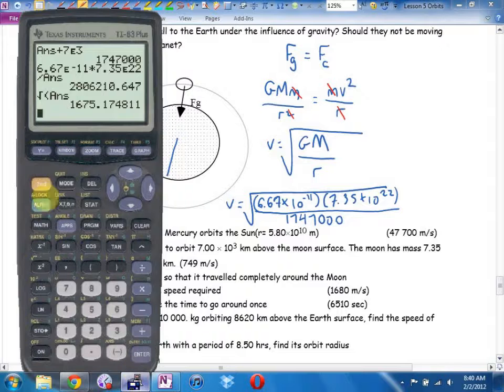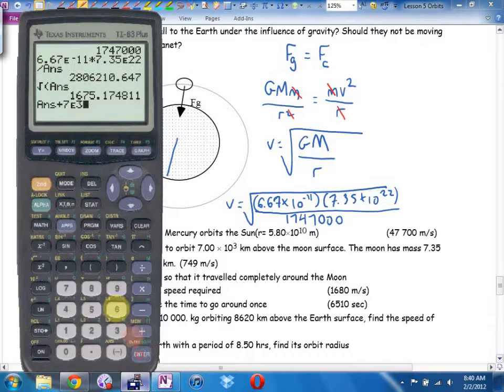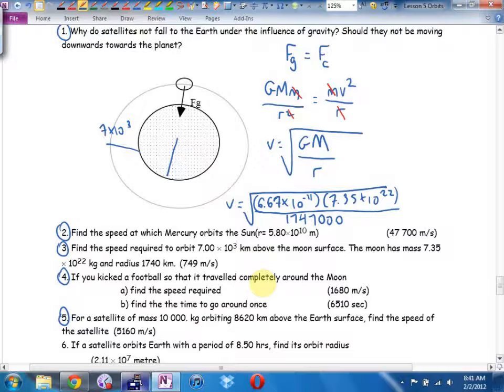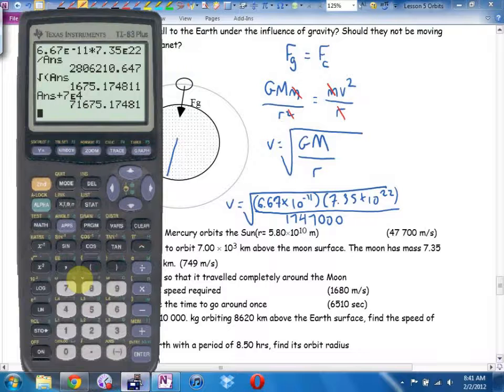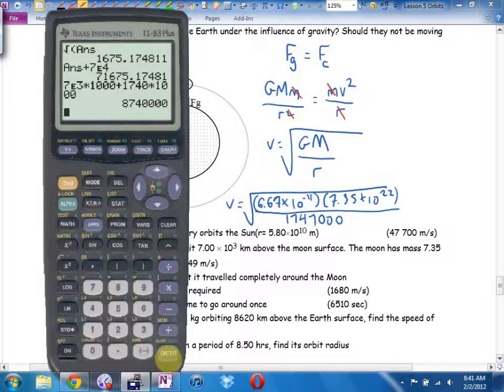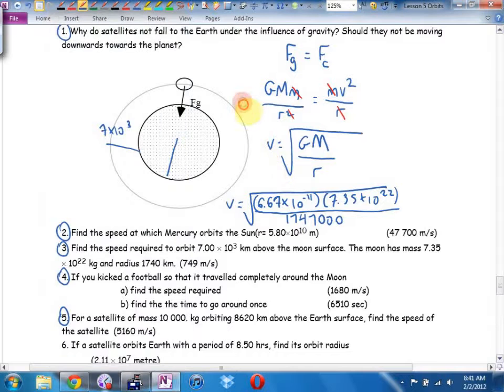I wonder if maybe there's a typo. I wonder if they meant to do 7 times 10 to the 4th. Oh, it's kilometers. That's also kilometers. There, I did the same thing. Okay, so the radius is going to be 7 times 10 to the third times 1,000, but fix that, plus 1740 times 1,000. That's your radius, 874000. Let's fix that: 874 and 1, 2, 3, 4 zeros.